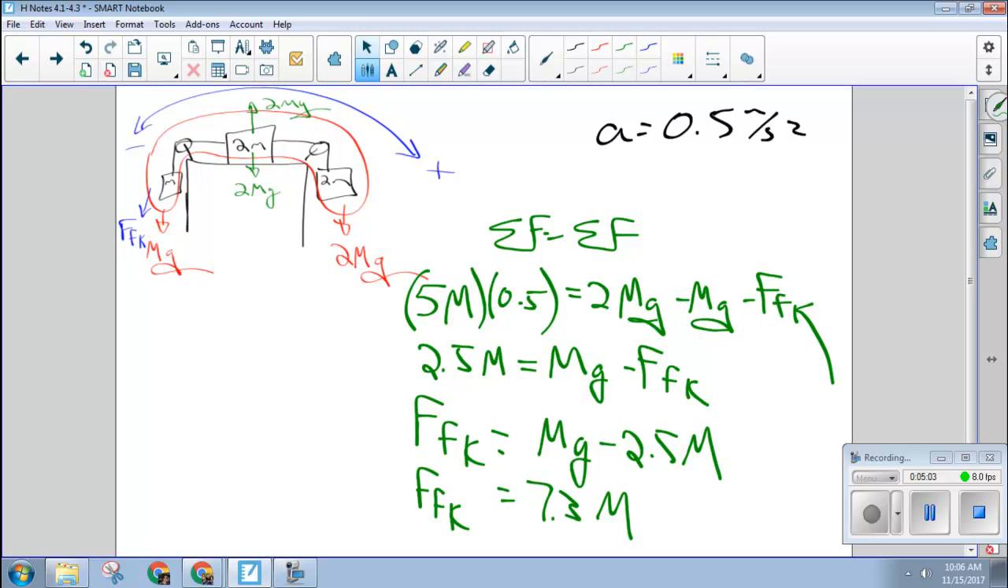All right. And then my normal force is 2 mg. So my coefficient of friction should be force of kinetic friction over normal force, which is 7.3 m over 2 times 9.8, which is 19.6 m. And that gives you your answer. Oh, we don't know. So we're trying to figure out what the coefficient is. Yeah, that was what the problem was asking. Fine.